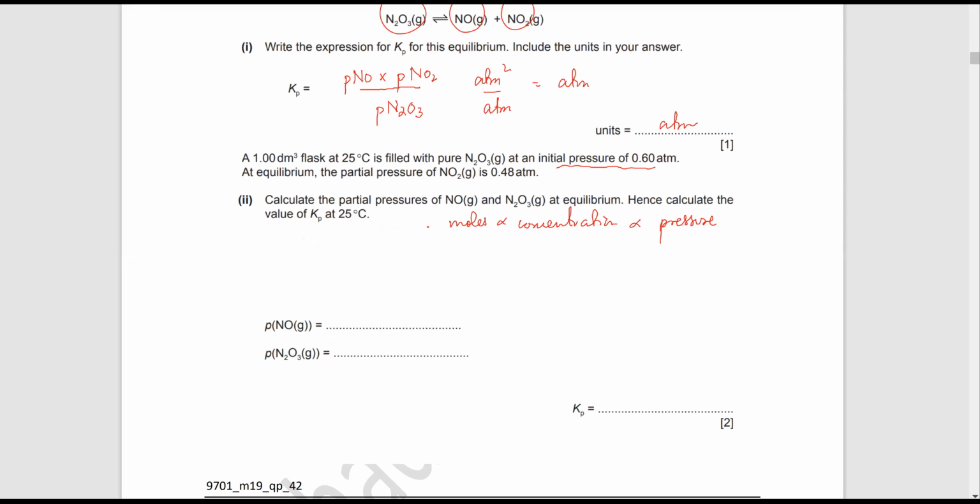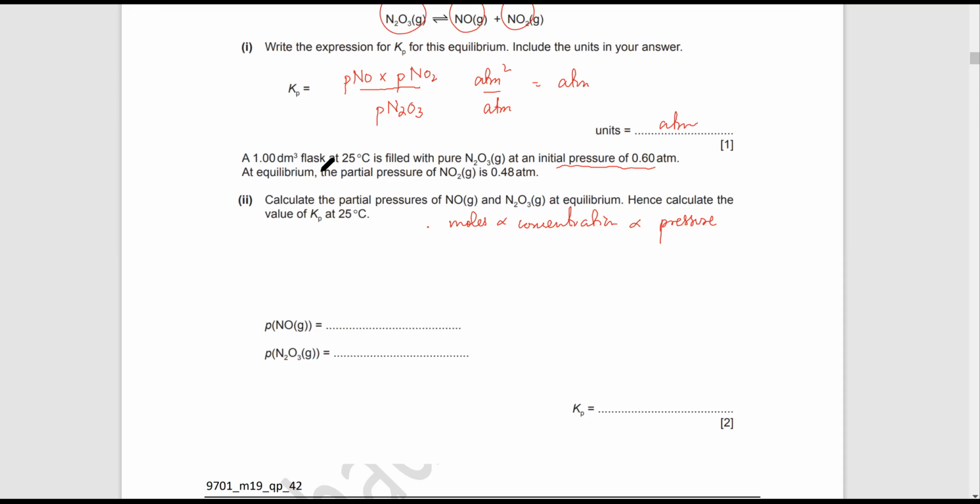So moles and pressure are interlinked, they're proportional. Now the thing is that they're saying the partial pressure of NO2 is provided, and that's at equilibrium, right?